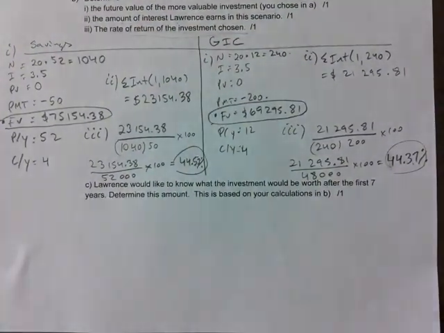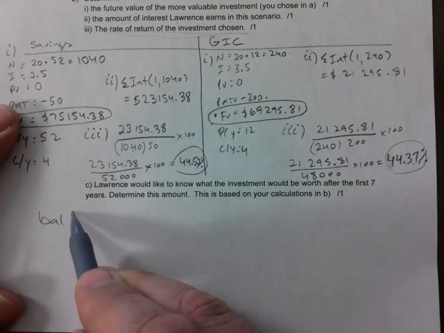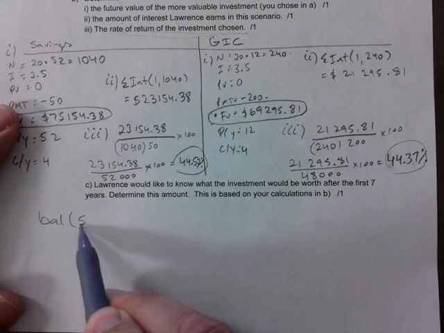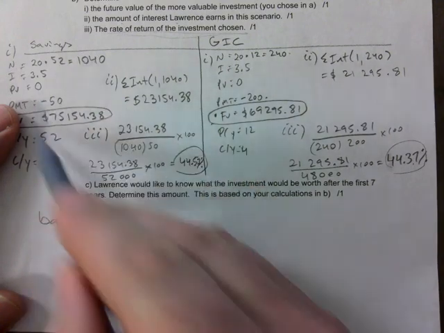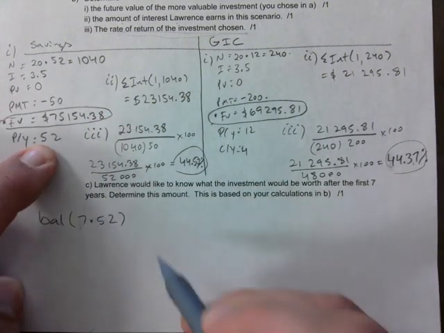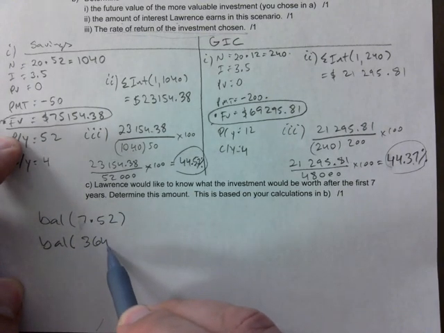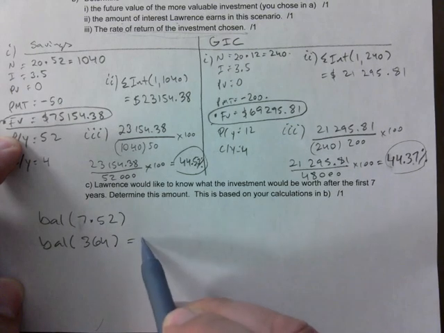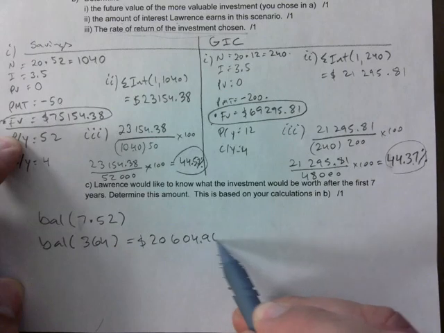Lawrence would like to know what the investment would be worth after the first 7 years. Determine this amount, based on your calculations in B. So you've got to go balance. You have to watch out here. It's 5 years. No, sorry, 7. If you pick this one here, it's 7 times whatever PY is. That's balance of 364. And so you would have 20,604.96.